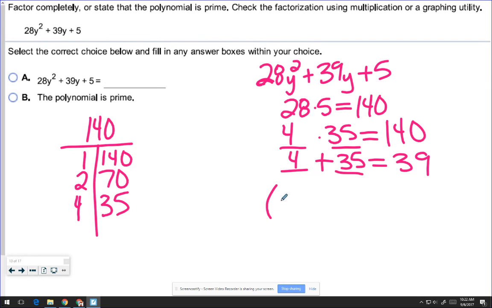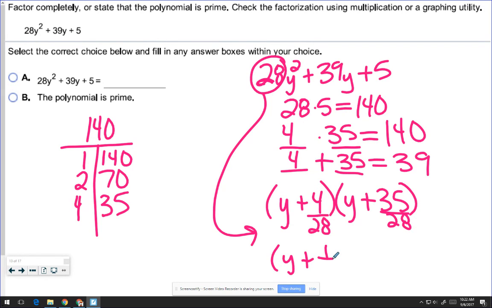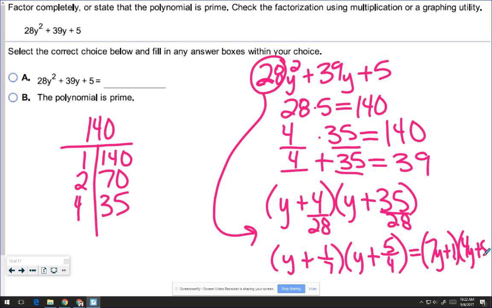Now slip and slide, I would do y plus 4, y plus 35, but that is not the correct factors here. I've got to remember that I multiplied by 28 on the AC. So I've got to divide by 28 on those numbers. So I slip that 28 down there, reduce my fraction to 1/7, and 35 divided by 7 is 5/4. Now to get my actual answer, I put the denominators up in front. So it's 7y plus 1, 4y plus 5. You could also AC method that, and that would work as well.